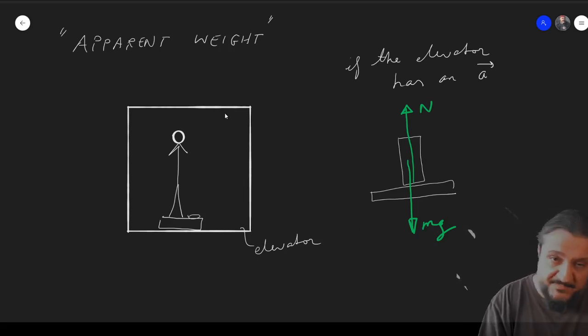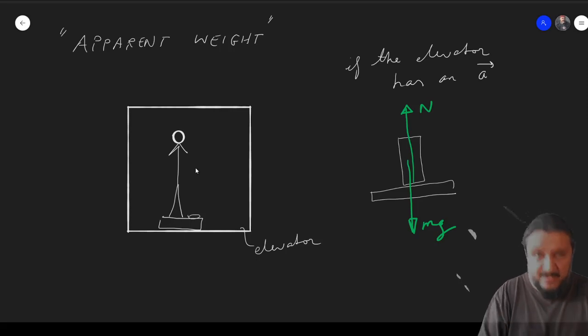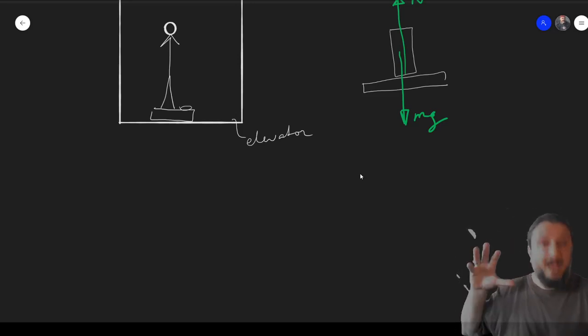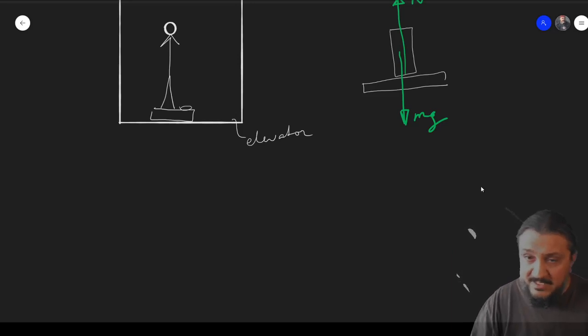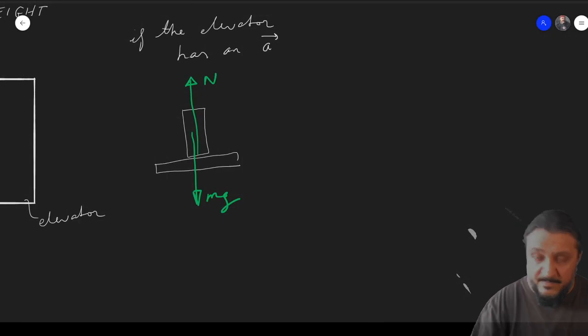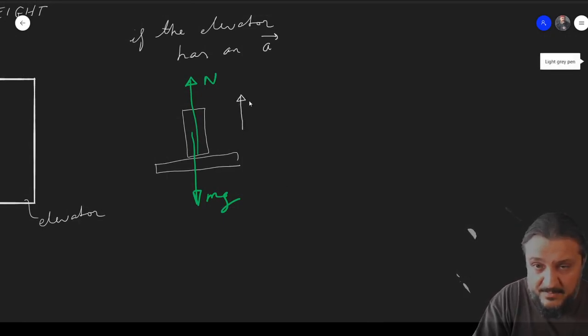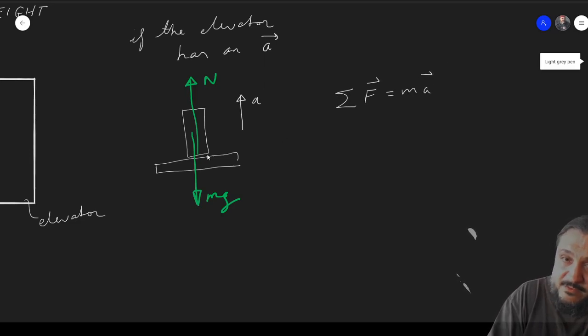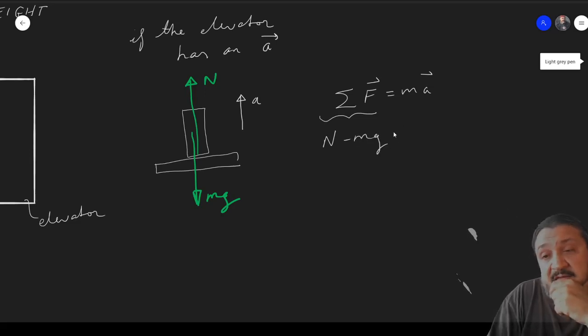Okay, that's the question. So if the elevator is accelerating, this means you and the scale are also accelerating with it, okay? Whether you are aware of it or not, doesn't matter. You are accelerating with respect to a person who is watching it from outside, okay? So if you are accelerating, your free body diagram here will require an A vector pointing up, okay? So if you apply Newton's second law to you, what are the forces acting on you? There are N, normal force, and mg. N is pointing up, mg is pointing down. That's not equal to zero anymore. That's equal to m times a.